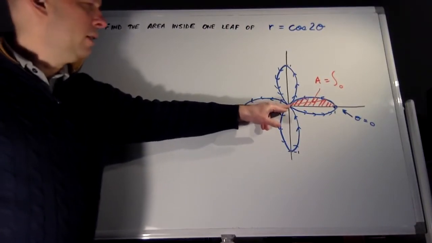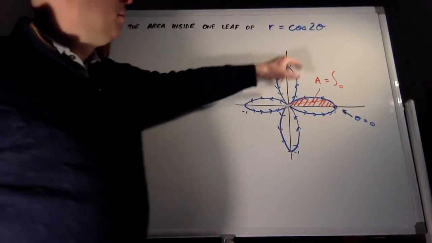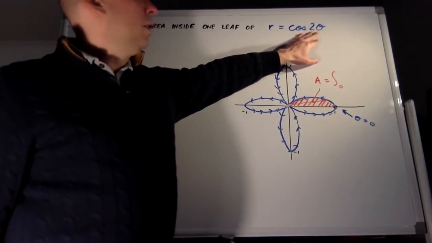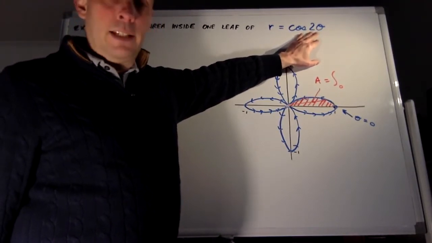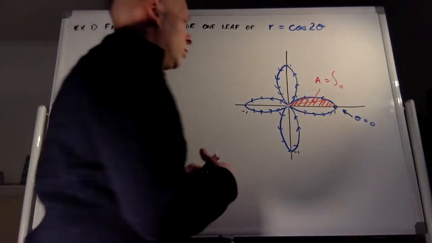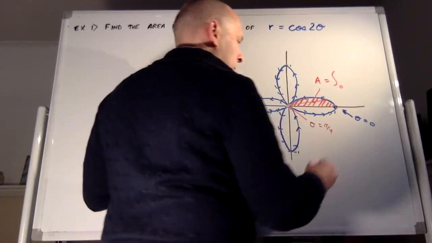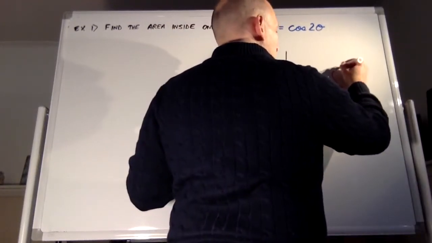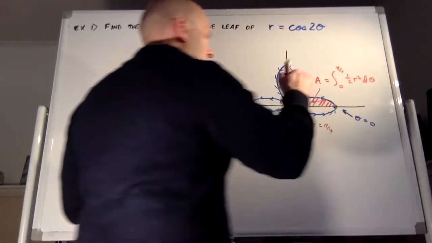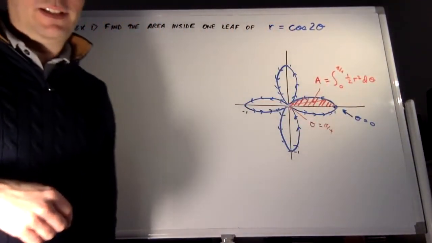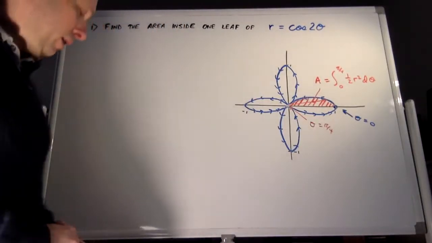Well, what was that angle? Was that pi over 4, I think? Does that sound right? Because if I plug in pi over 4, I'm taking the cosine of 2 pi over 4, which is pi over 2, and the cosine of pi over 2 is indeed 0. So we came to the pole here when theta was pi over 4. So if I did the integral from 0 to pi over 4 of 1/2 r squared d theta, that will give me the area of half a leaf. If I want one full leaf, I'm just going to double that area.